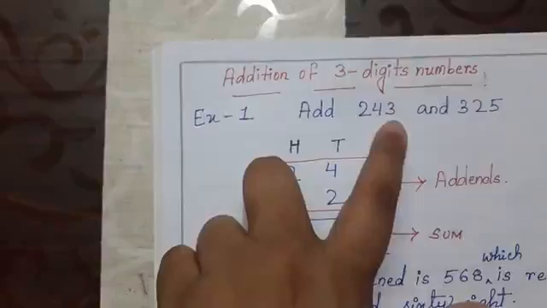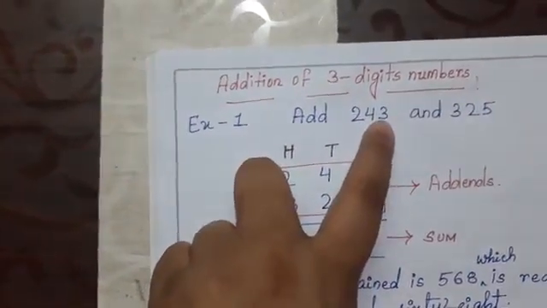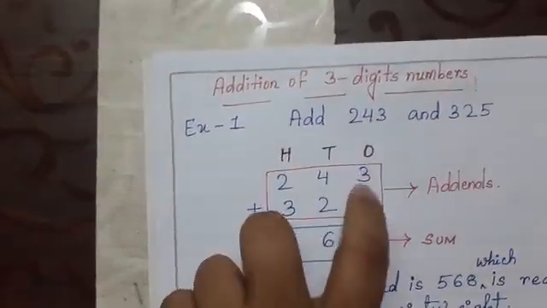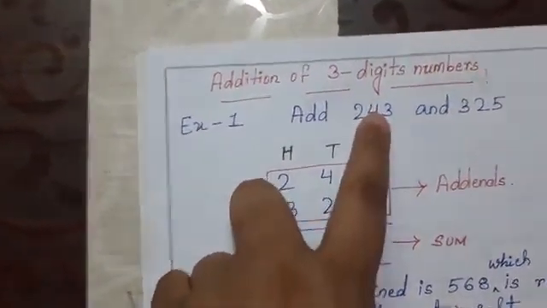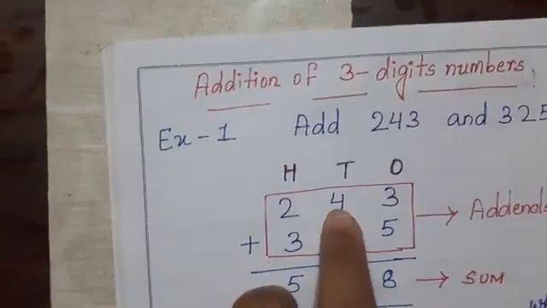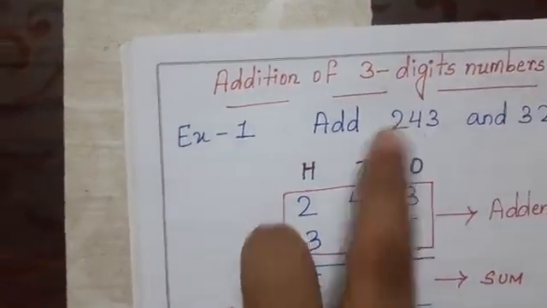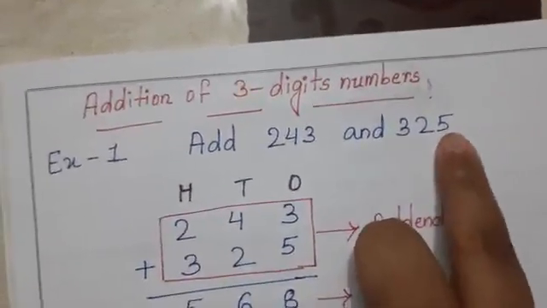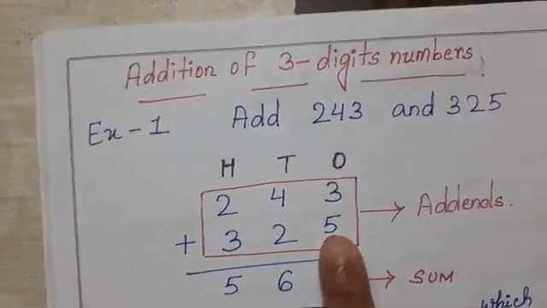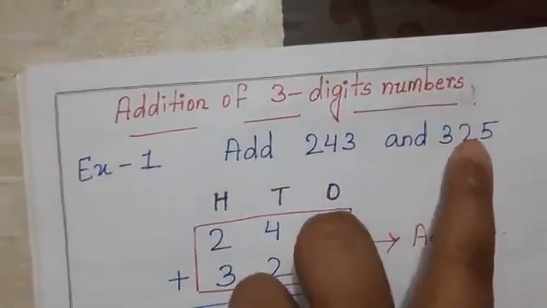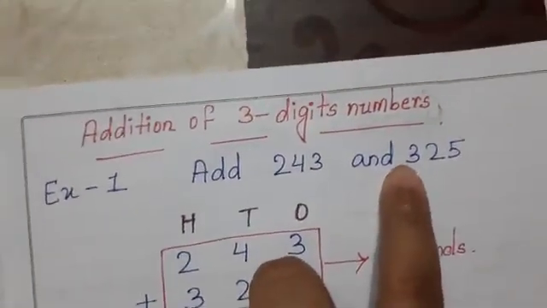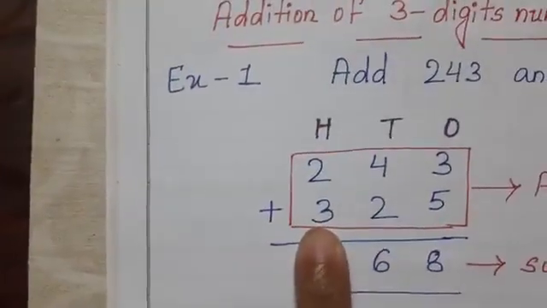So children, see, in 243 which number is in ones place? The 3 is in ones place, so I have written 3 under ones place. 4 is in tens place, so I have written 4 under the tens place. And the 2 is in hundreds place, so I have written 2 under hundreds place. In 325, 5 is in ones place, so I have written 5 under the ones place. 2 is in tens place, so I have written 2 under the tens place. And 3 is in hundreds place, so I have written 3 under the hundreds place.